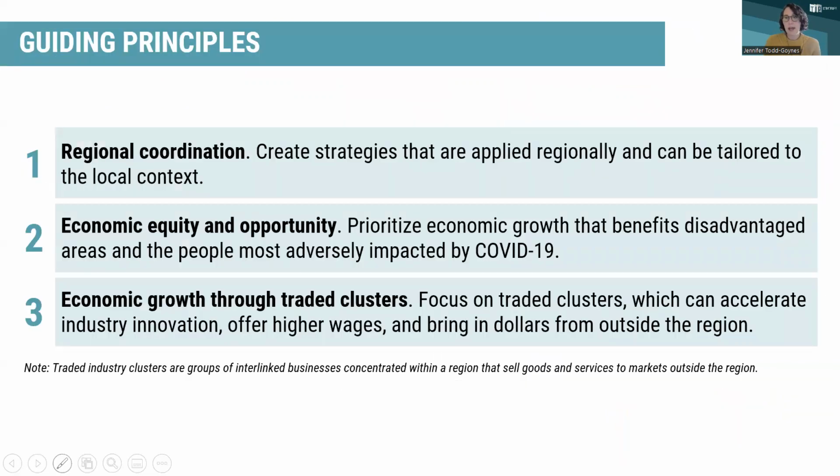And looking at the recommendations, we were really grounded in 3 guiding principles. One is regional coordination. All strategies need to be applied both to the region and at the local level. Two is economic equity and opportunity. Everything that we do really needs to be prioritized to benefit disadvantaged areas and the people most adversely impacted by COVID-19. And then three is economic growth through traded clusters. So we really looked at those traded clusters. They provide high value in terms of industry innovation, high wages, et cetera, bringing in dollars from outside the region, very valuable for local economic growth.